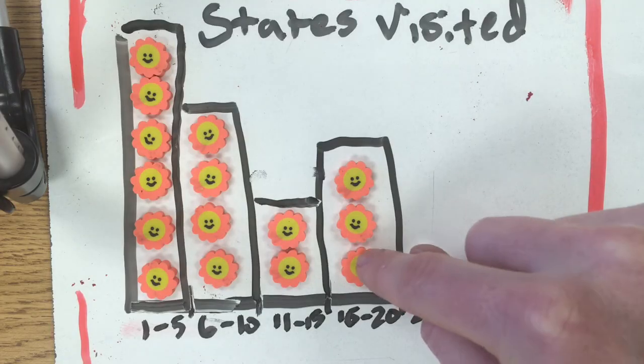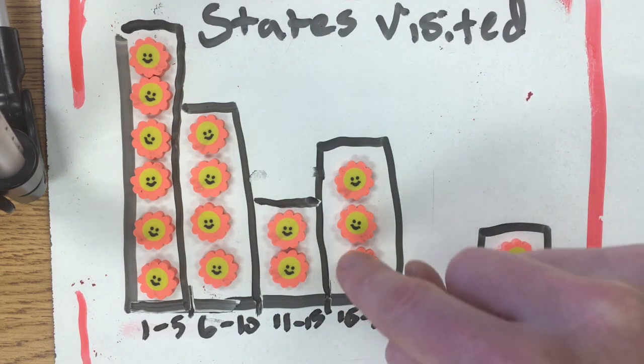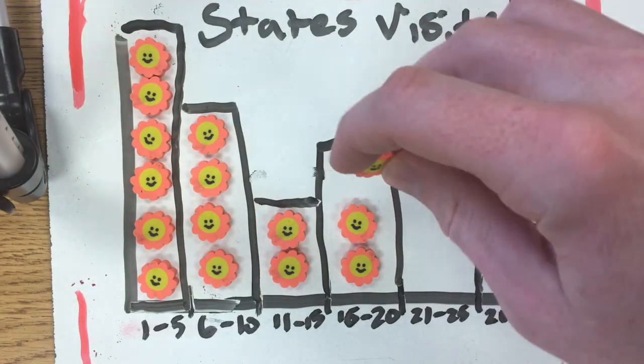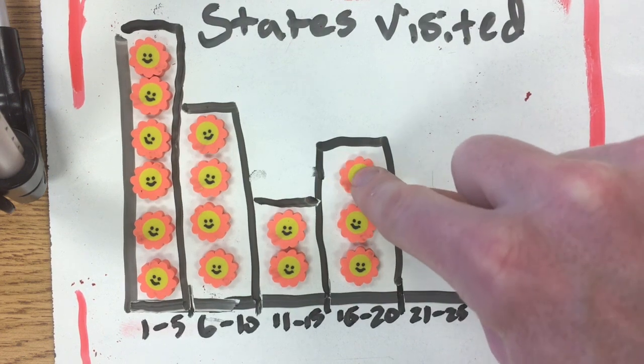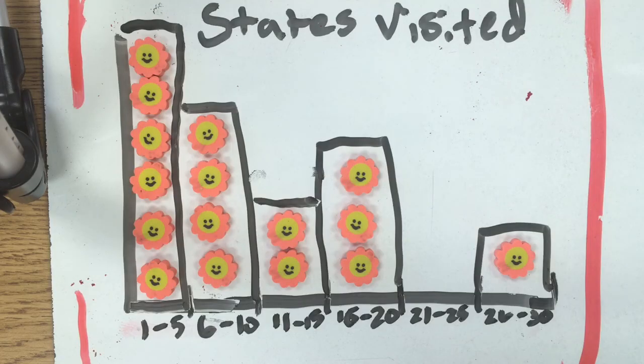For example, these 3 kids right here all visited between 16 and 20 states, but I can't tell exactly how many states each one of them visited. This little kid right here could have visited 20, 16, or 17. I'm not really sure. I just know that he fits into this range. So it's a little bit different because it's not as specific in terms of how many states these individual kids saw. I just know which category, or which range I should say, they fall in.